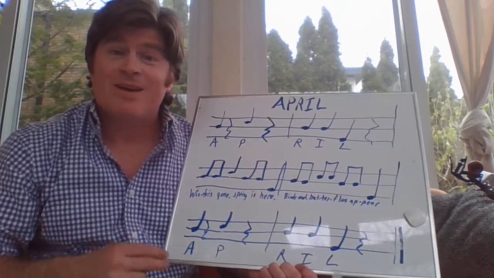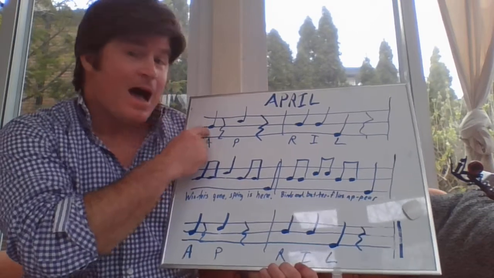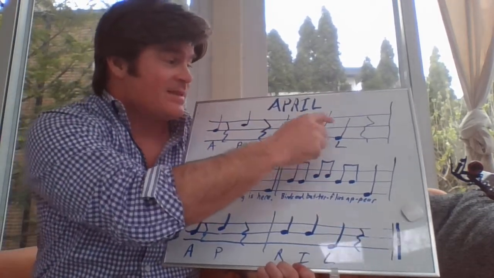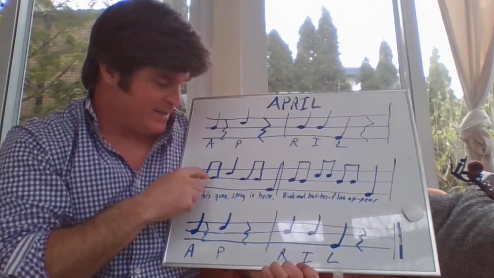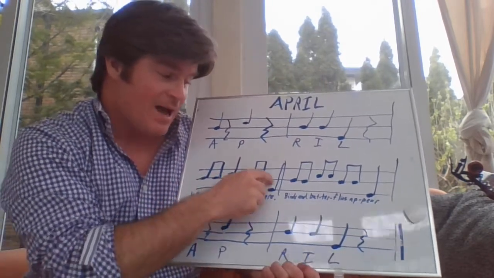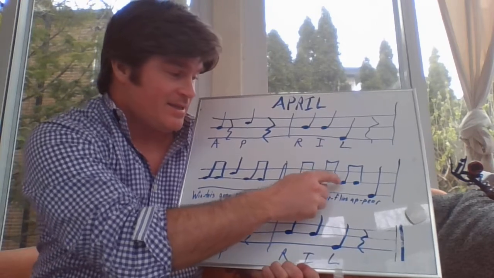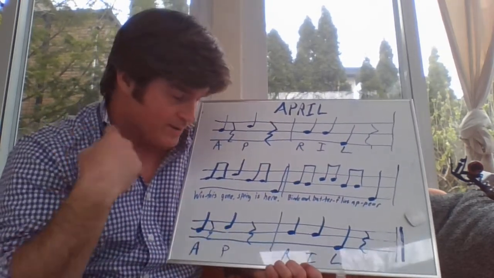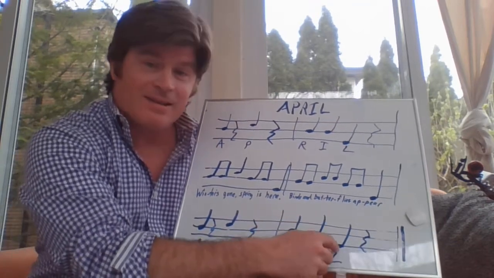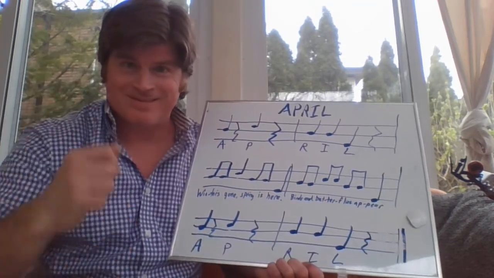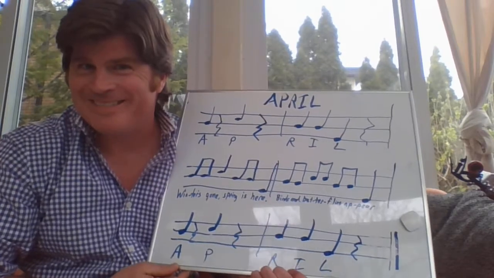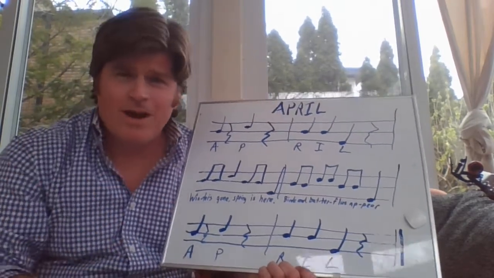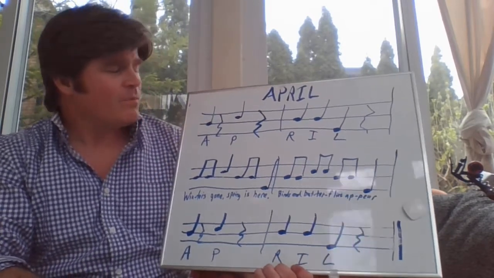All right, let's go through with our tas and titis. One, two, here we go. Ta, ta, ta, ta, ta, ti, ti, ta, ti, ti, ta, ti, ti, ti, ti, ti, ti, ta, ta, ta, ta. Did you get it right? Good. Well, go back and try it again. If you didn't, just rewind a little bit and do it over again.